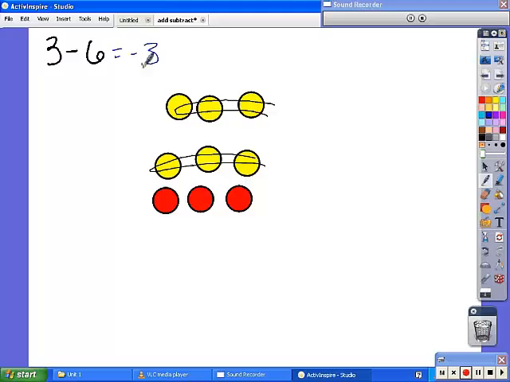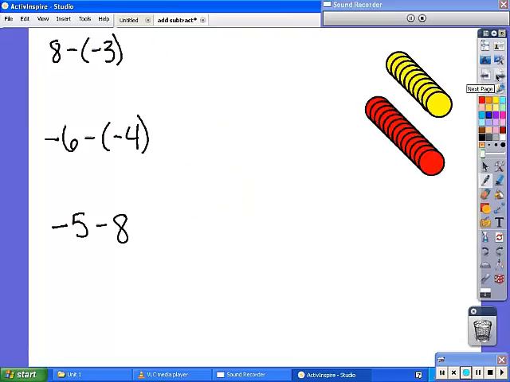All right, I want you to pause it and try the next 3 on your own. Again, you can use counters if you want, or if you can just do this in your head, that's fine. And unpause it when you are done. So 8 minus a negative 3 is going to give you a positive 11. Negative 6 minus a negative 4 is negative 2. Negative 5 minus 8 is negative 13. Again, if you got any of those wrong, please make sure you ask.